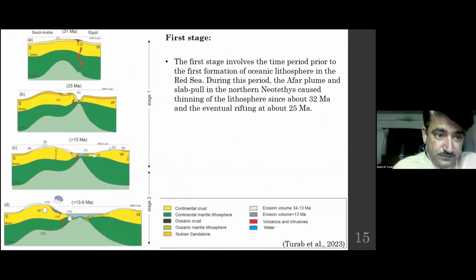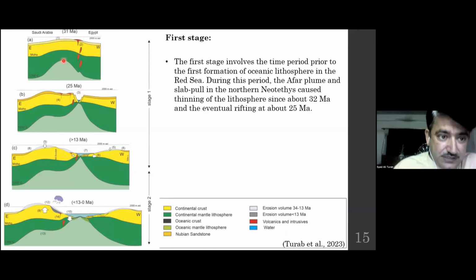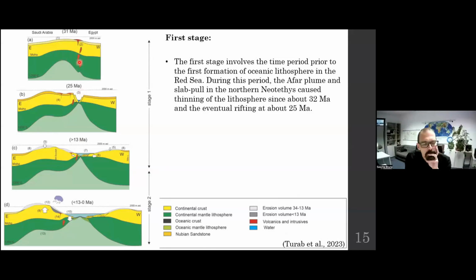Okay, so this diagram shows the... Syed, we're at 18 minutes now. It's time to wrap up. Okay, so I'll just explain this figure and then I'm finished. This is the last one.